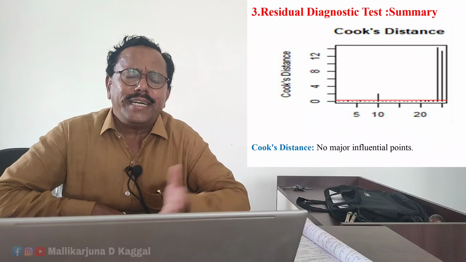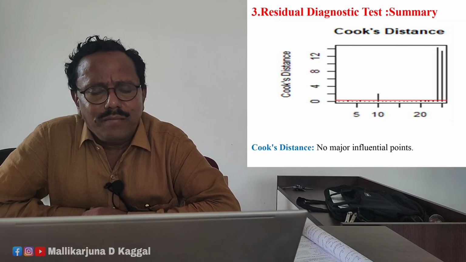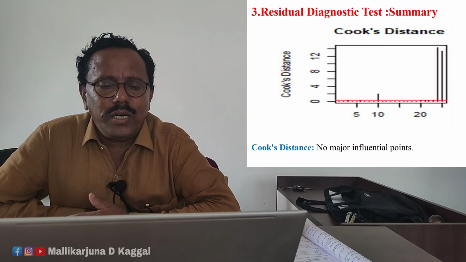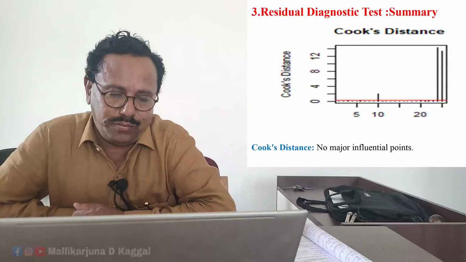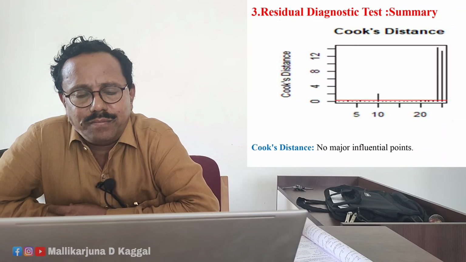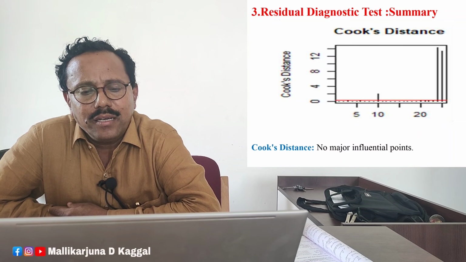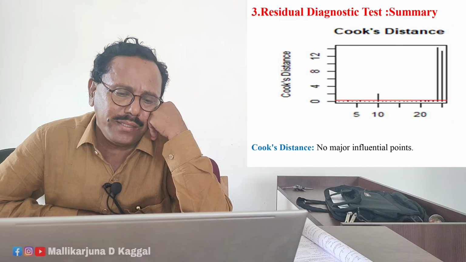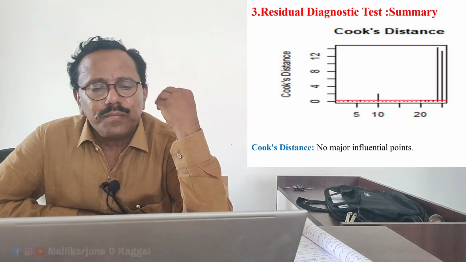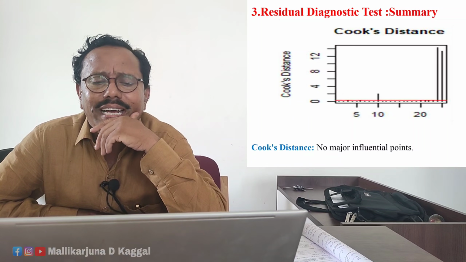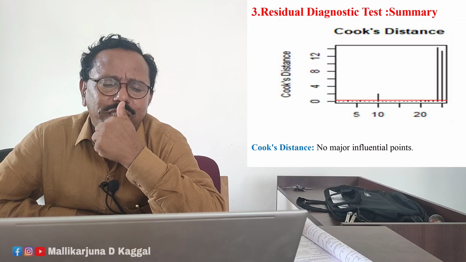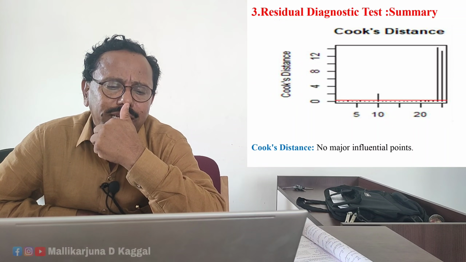One more test that people do, available in software, is whether our data has some outliers, whether our data has any extreme values. That can be known with the help of Cook's distance. Cook's distance shows whether those extreme values have any influence on your other non-extreme values. That can be checked with this residual diagnostic.